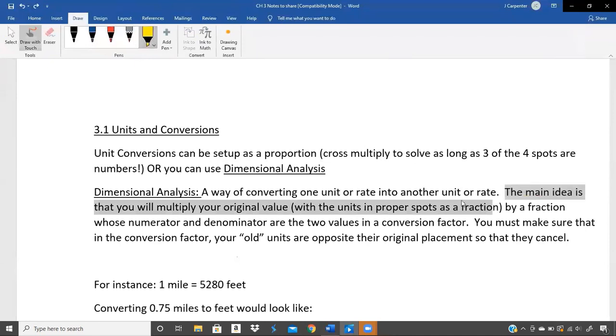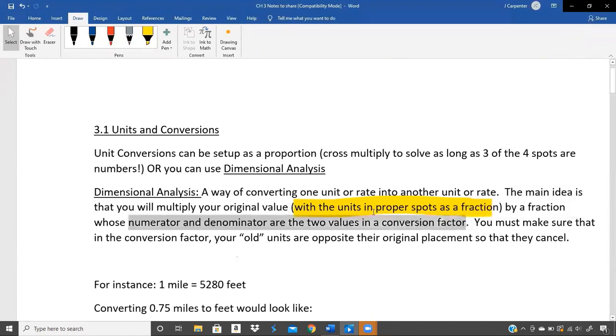So I am going to highlight that because it's important: with the units in the proper spots as a fraction. So write the original number with its units, 3 miles, or whatever it might be. So you're going to multiply by a fraction whose numerator and denominator are the two values in a conversion factor.